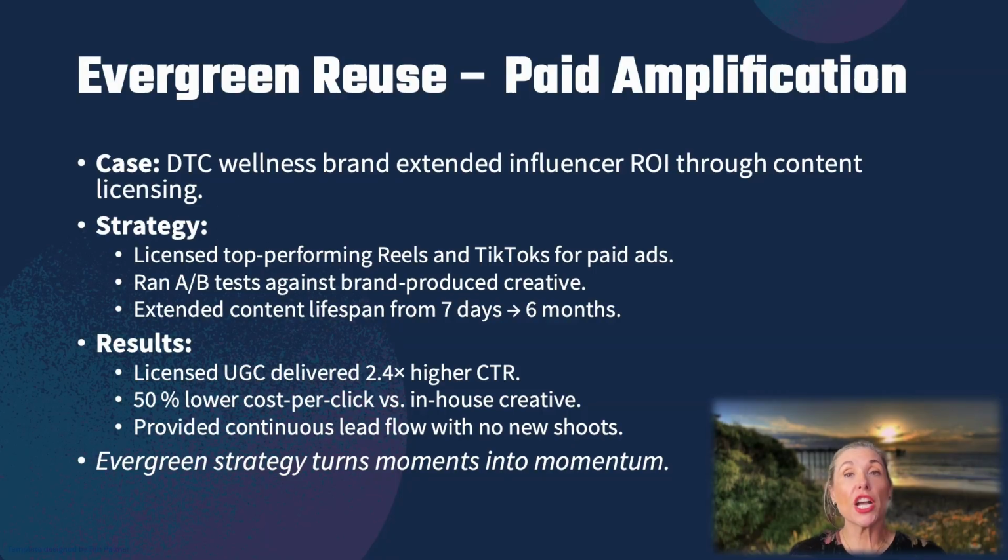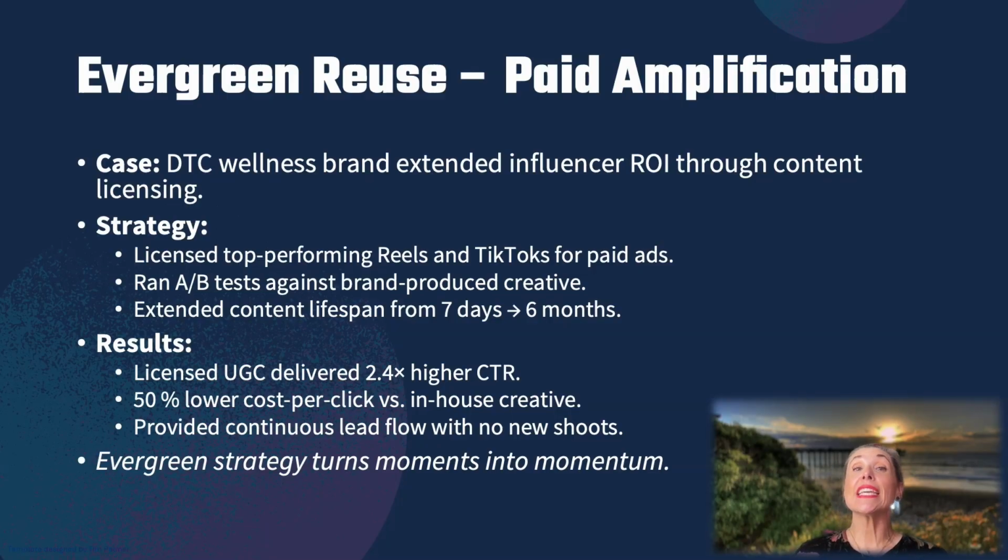This cuts production costs, reduces creative workload, and drives stronger performance. Authentic UGC or IGC typically beats polished brand creative because it feels real. 20 to 40% higher CTR than in-house creative, 50% lower cost per click in some campaigns, and 20 to 30% lower CAC compared to brand-produced assets. Turning one post into a long-term asset shows operational maturity.